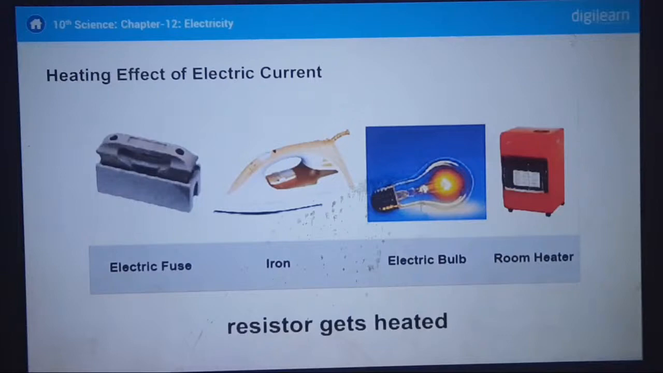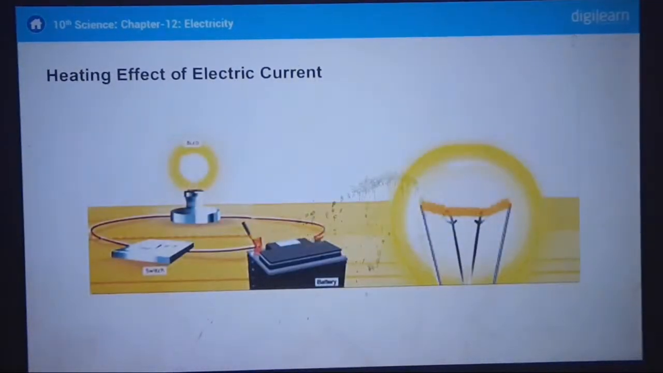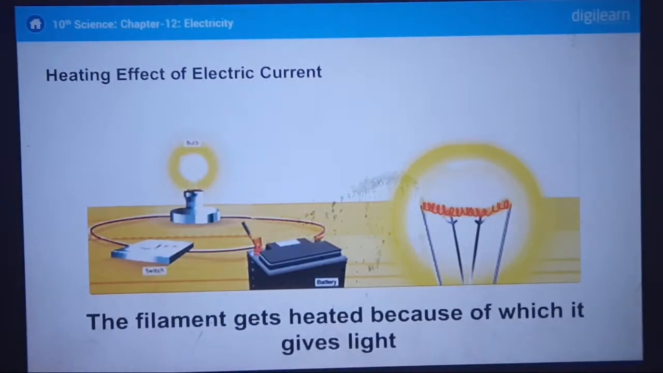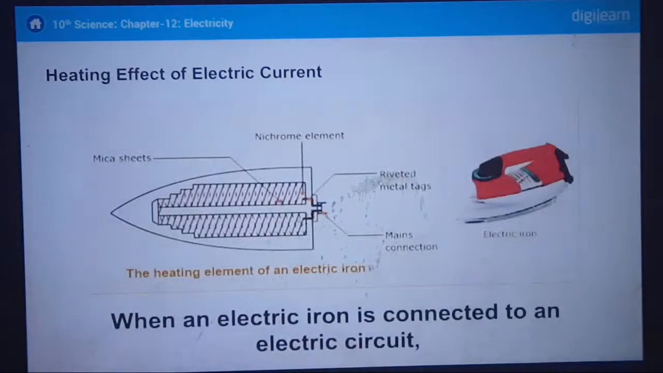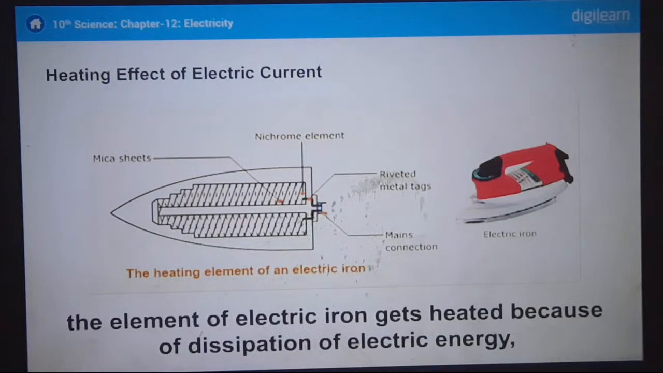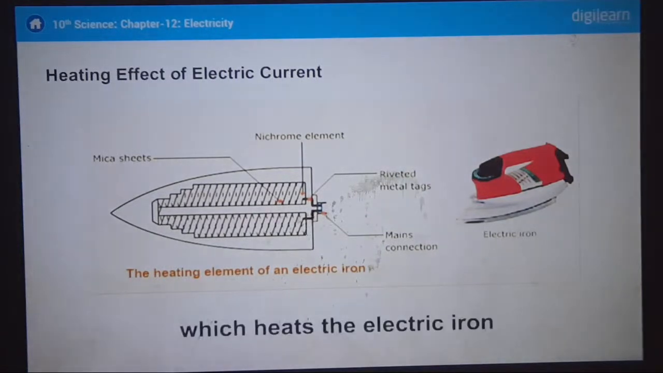Some examples are as follows. When electric energy is supplied to an electric bulb, the filament gets heated, because of which it gives light. The heating of the electric bulb happens because of the heating effect of electric current. When an electric iron is connected to an electric circuit, the element of the electric iron gets heated because of dissipation of electric energy, which heats the electric iron. The element of an electric iron is a purely resistive conductor. This happens because of the heating effect of electric current.